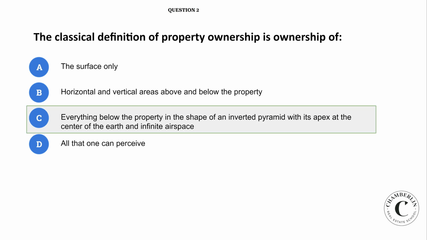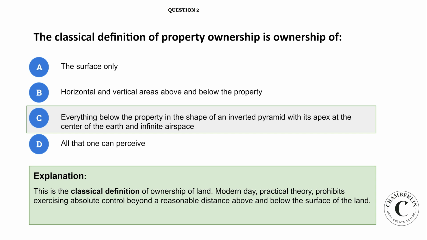The answer is C. This is the classical definition of ownership of land. Modern day practical theory prohibits exercising absolute control beyond a reasonable distance above and below the surface of the land.